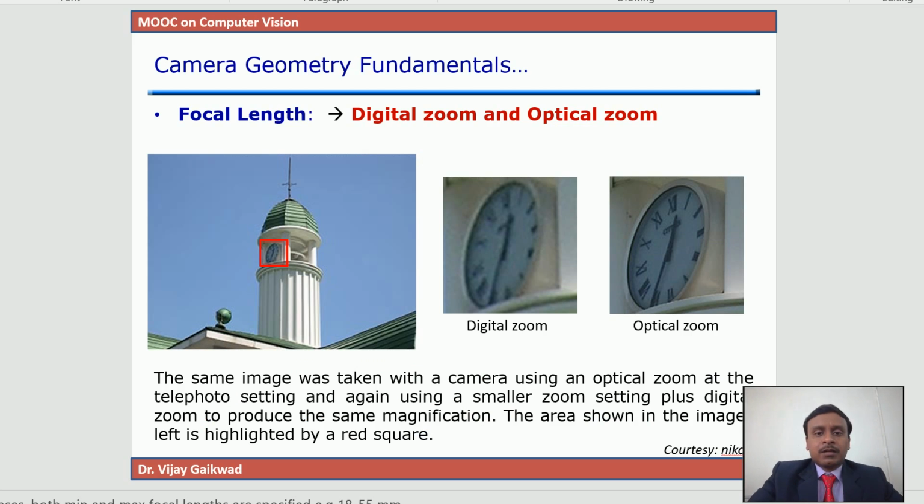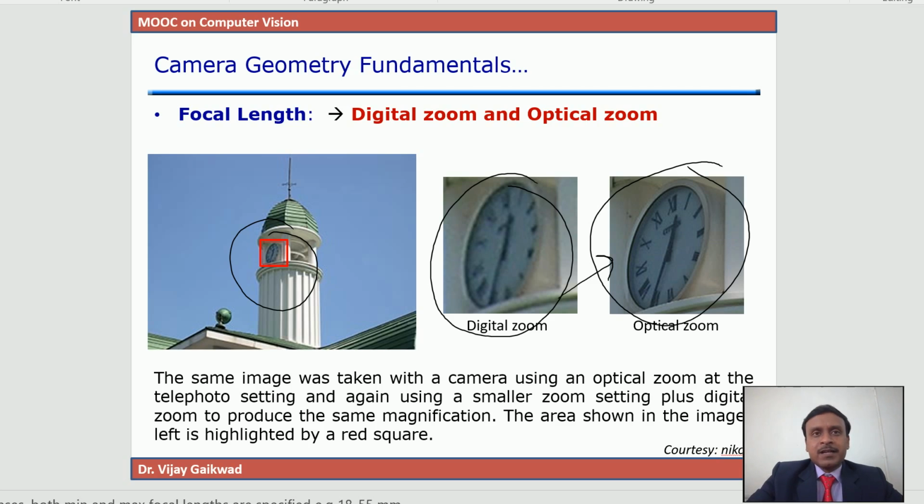Now, in continuation, there is a concept called digital zoom and optical zoom. So here is an object, and a watch has to be highlighted on a building. When digital zoom is applied, we get the clarity of image as shown over here, and when we use optical zoom, we get a better quality.